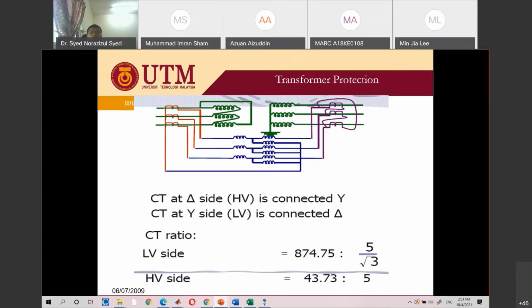Okay, so this is the connection. The CT at the delta side is connected Y, and the CT at the Y side is connected delta. I think it's just for displacement. So at the LV side, the CT ratio should have a root 3 here. Why? Because you use a delta. If you use a star, you can just maintain the 5 here. So this is the CT ratio. Okay, I think it's just based on your understanding.